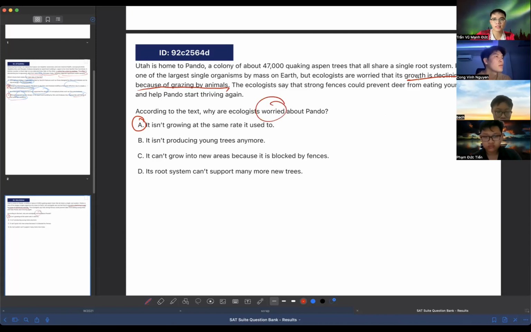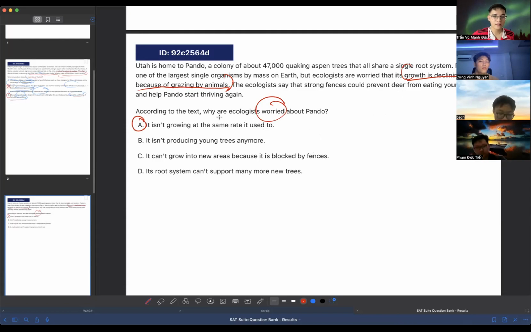The only thing that worries the scientists, the ecologists, is the declining population of this kind of organism because of the grazing of animals. Now, fences can't be related to animals because, look, this is precisely what they stated in the paragraph. It's not growing at the same rate as it used to.